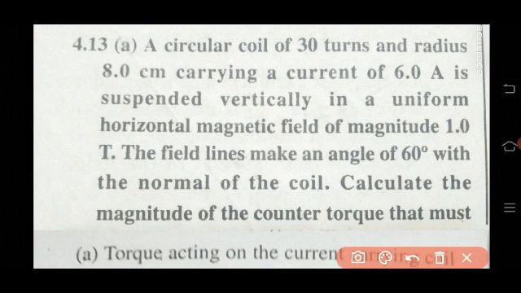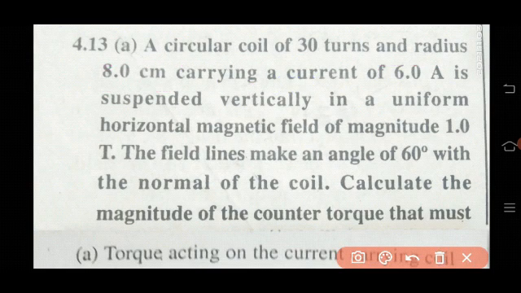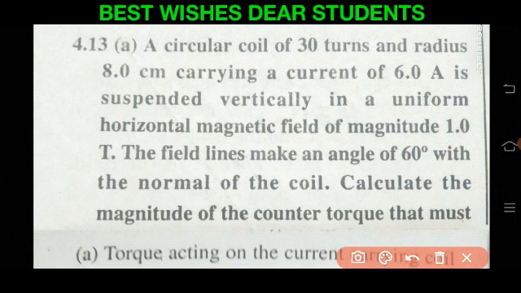So dear students, this is the last question from your chapter Moving Charges and Magnetism. The question number is 4.13a. A circular coil of 30 turns and the radius 8.0 centimeter carrying a current of 6.0 amps is suspended vertically in a uniform horizontal magnetic field. Its magnitude is given by 1.0 Tesla. The field lines make an angle 60 degree with the normal of the coil. Calculate the magnitude of the counter torque that must be applied.